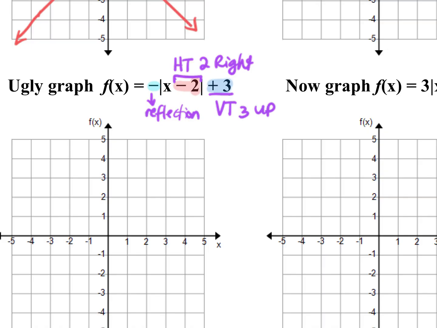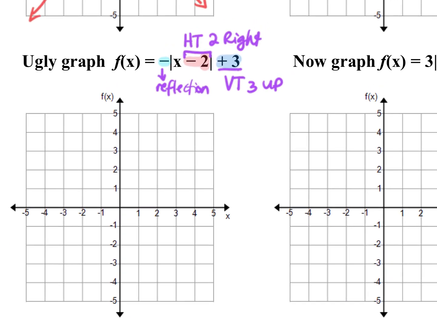Okay, so let's find our vertex. In this function, the vertex is located at 2 and then 3. This is going to be our vertex, 2 and 3. Since it is a reflection, instead of going up, it's going to be opening down. It goes this way, and this way. So this is how you're going to graph it.